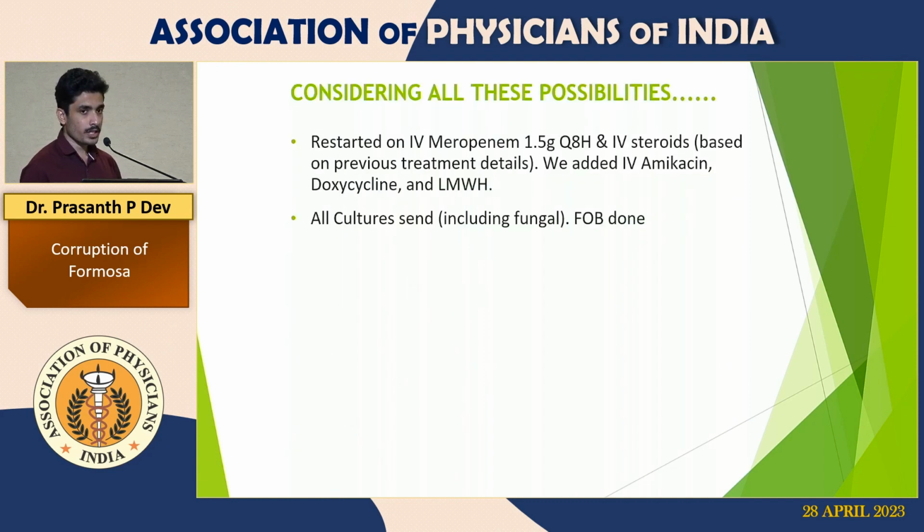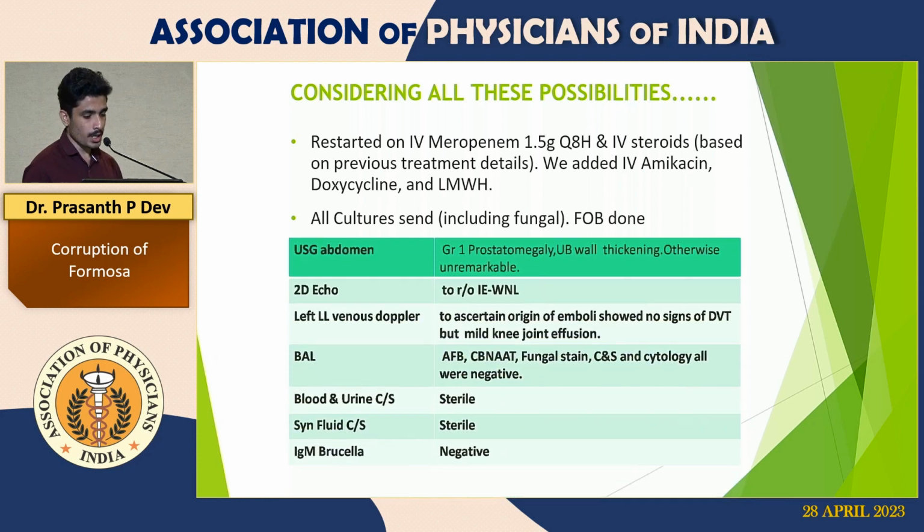So considering all these possibilities, we restarted this patient on IV meropenem 1.5 gram 8th hourly and IV steroids based on previous treatment details. We also added IV amikacin, doxycycline, and started him on low molecular weight heparin. All cultures were sent, including fungal, and a fiber optic bronchoscopy was done in this patient. USG abdomen showed grade 1 prostatomegaly with a urinary bladder wall thickening, which was otherwise unremarkable. A 2D echo was done, which was within normal limits.